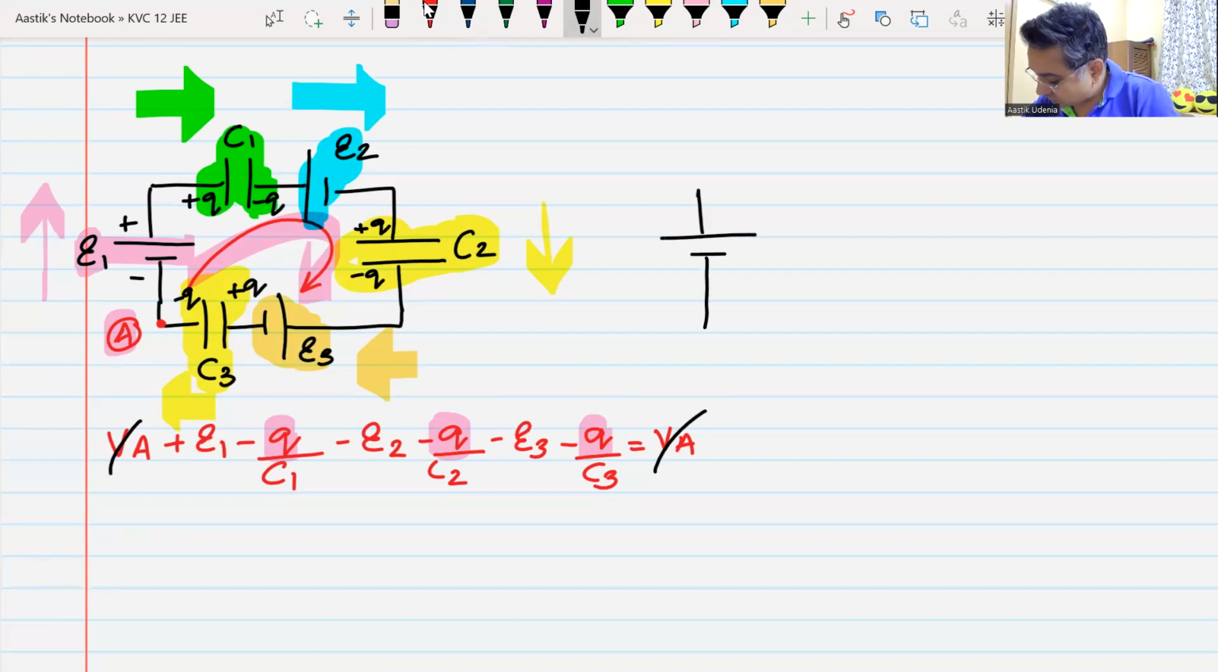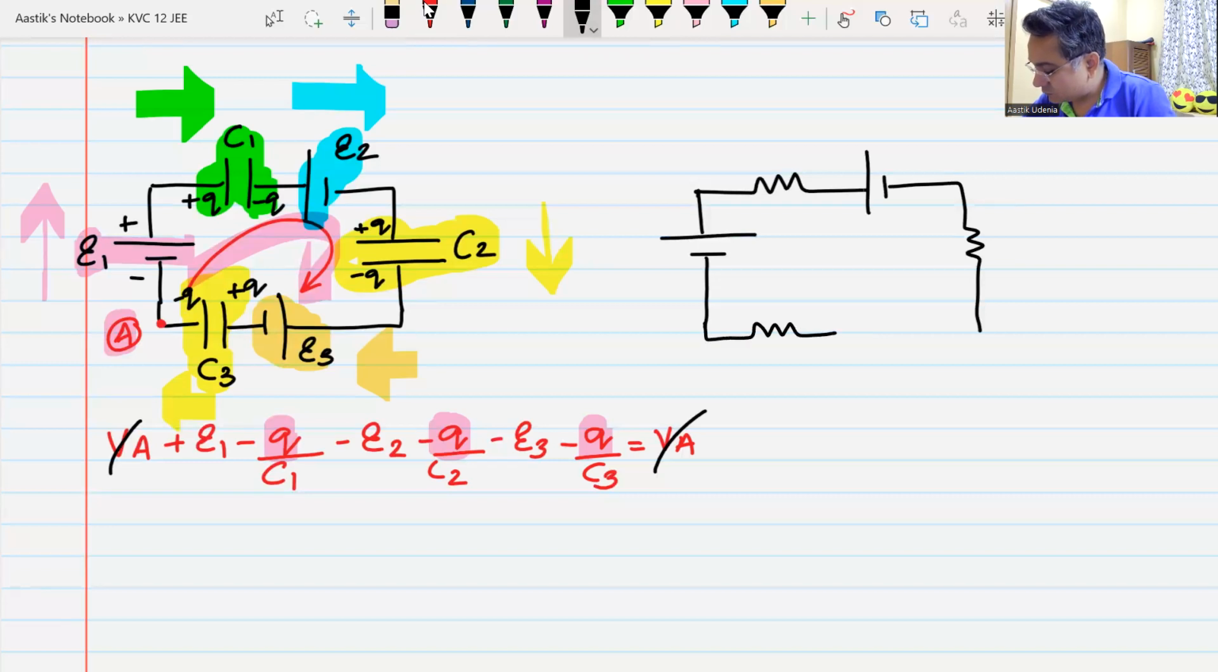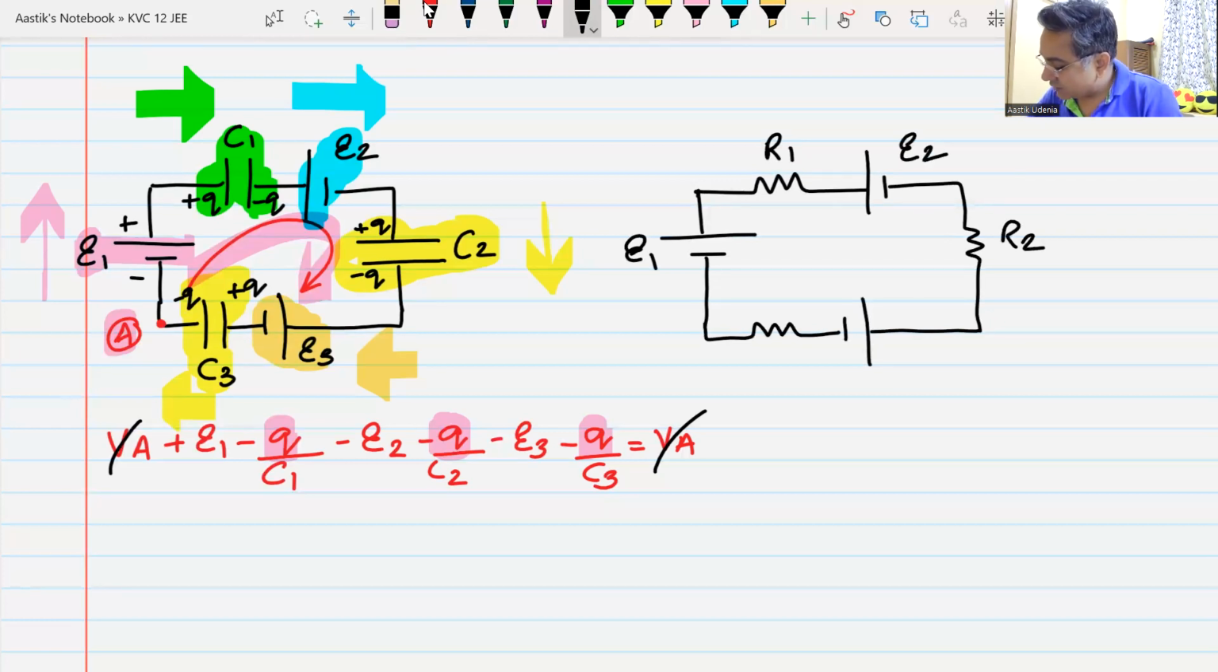So I now change it. But remember, there is no change here. I'm just trying to replicate the circuit to the best of my abilities. And this is the best of my ability. I can call this E1, this R1, this E2, this R2, this E3, and this R3.